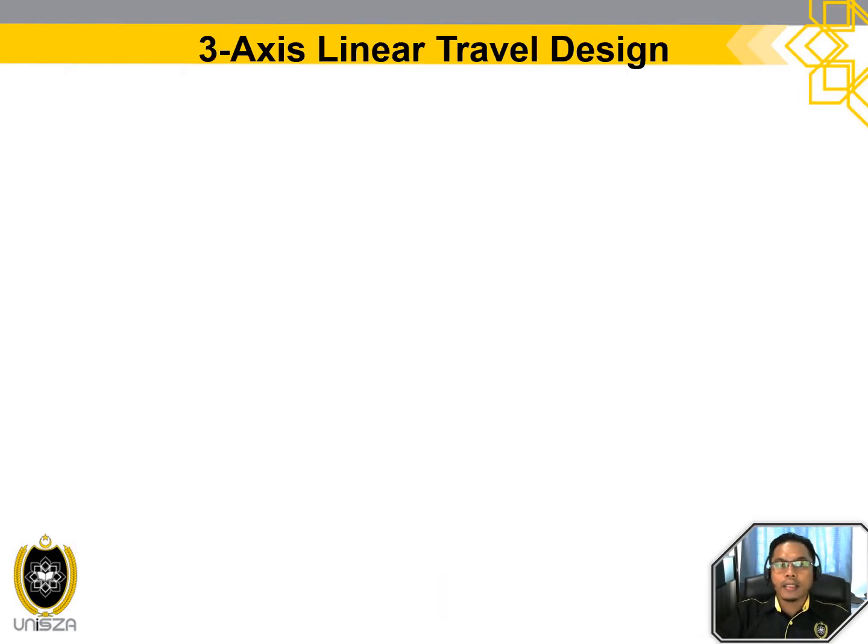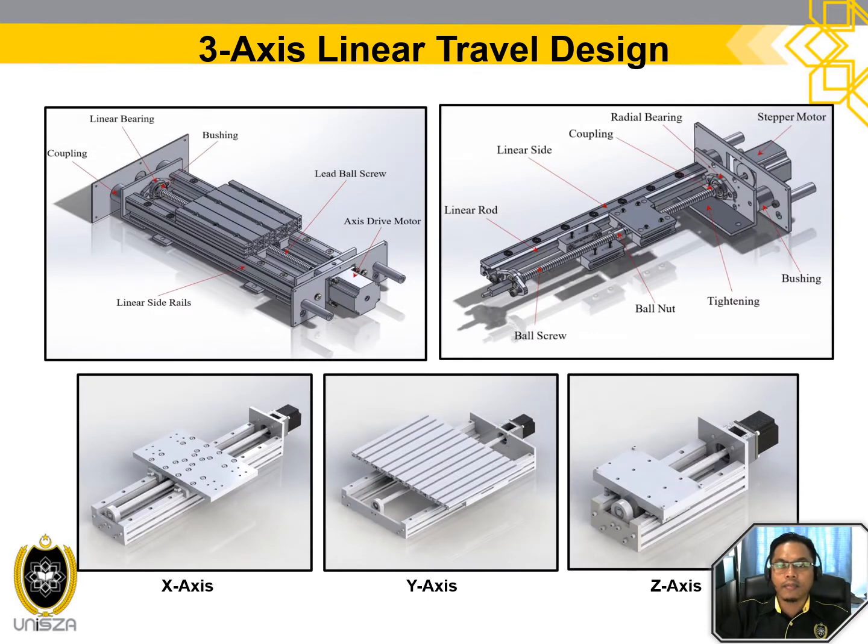For this slide, this shows a 3-axis linear movement design. It is divided into 3 parts: the x-axis, y-axis, and z-axis. Each axis has a different size and shape. The detailed drawing shows important installation parts, including linear slide array, lead screw, drive motor, bearing, and other parts.